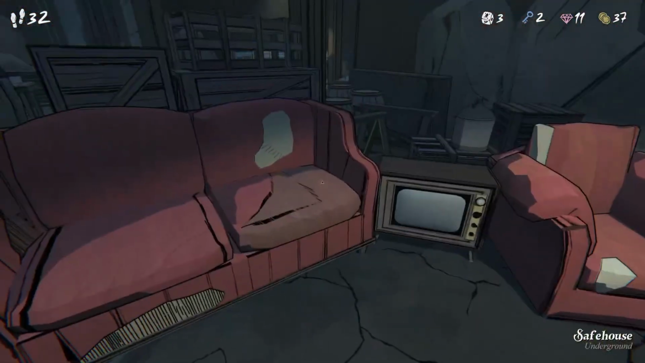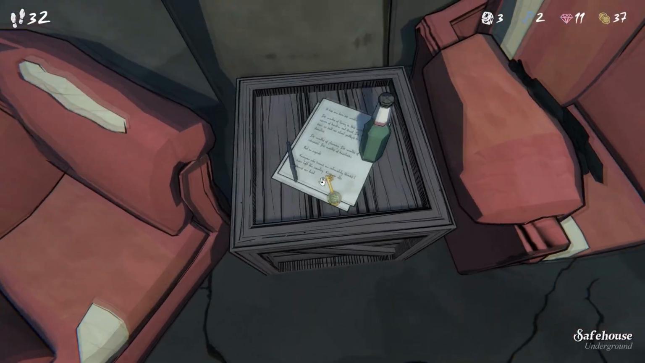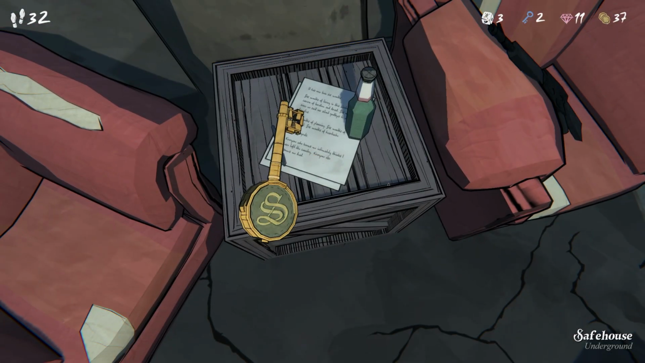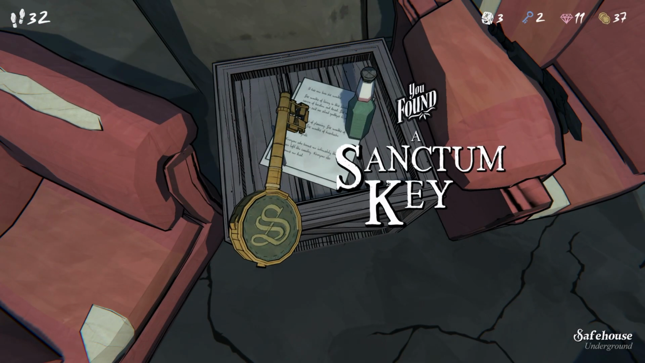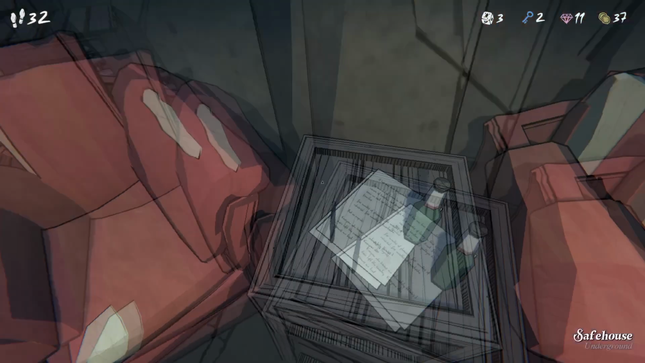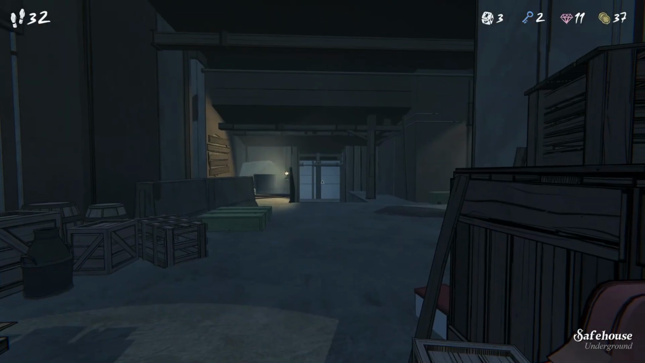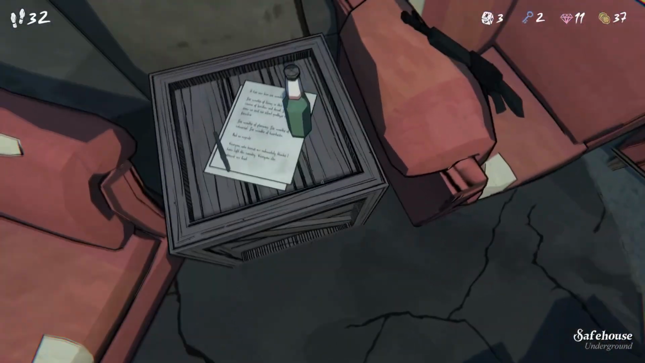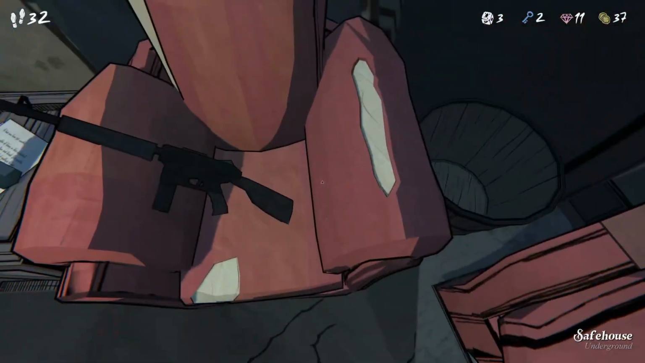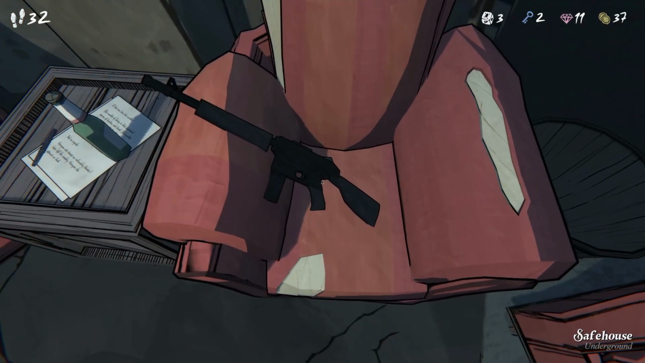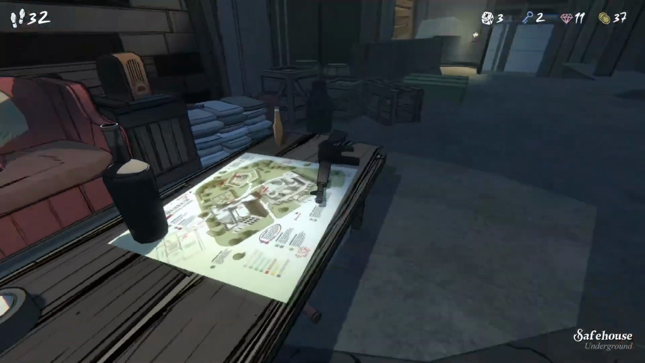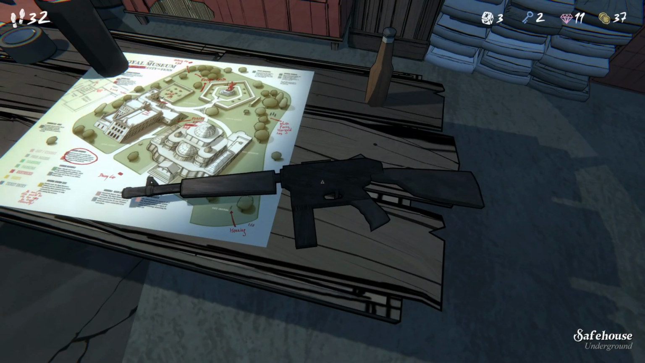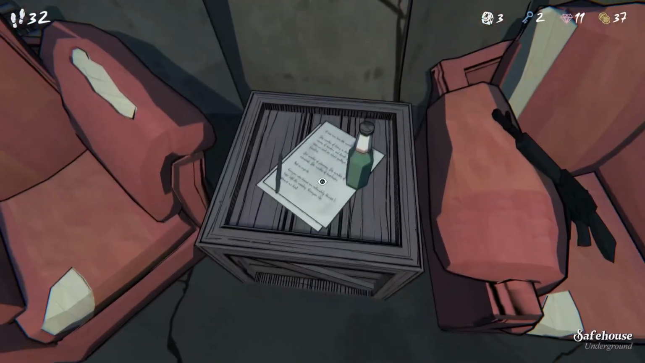Oh my god! It's just a gun! Sanctum key! I mean, I knew there was probably one down here. Cause is this the old station? Yeah, cause there's the train. Okay. And what is that, Galil? It's just like an M16 or something.